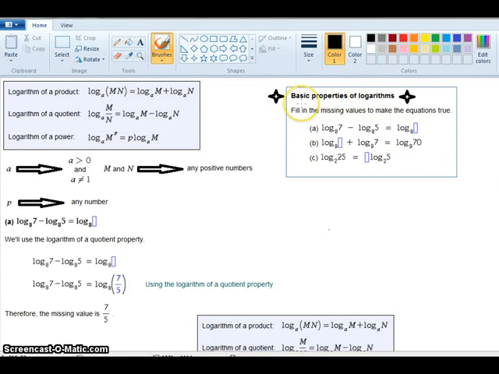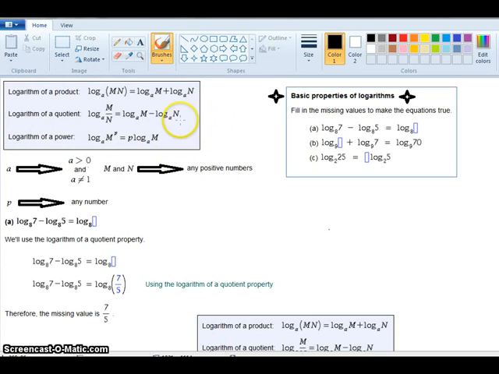Before we start, we have three questions here that we need to solve. Basically, we need to fill in the blanks, these boxes. Before we do that, let's go over some basic theory. You see this blue box right there? I just copied and pasted that from Alex.